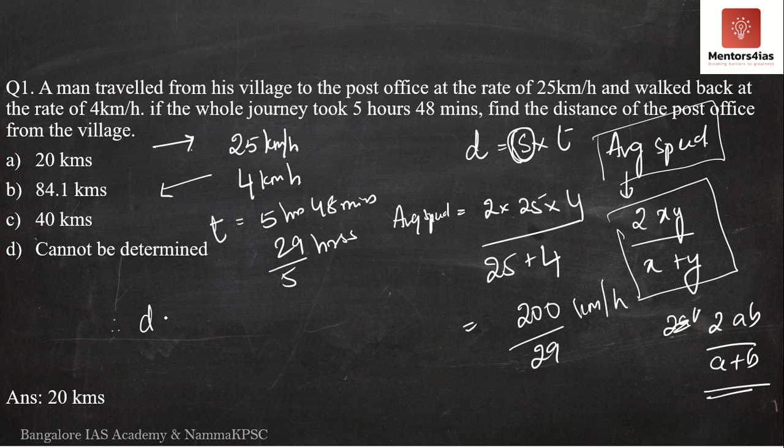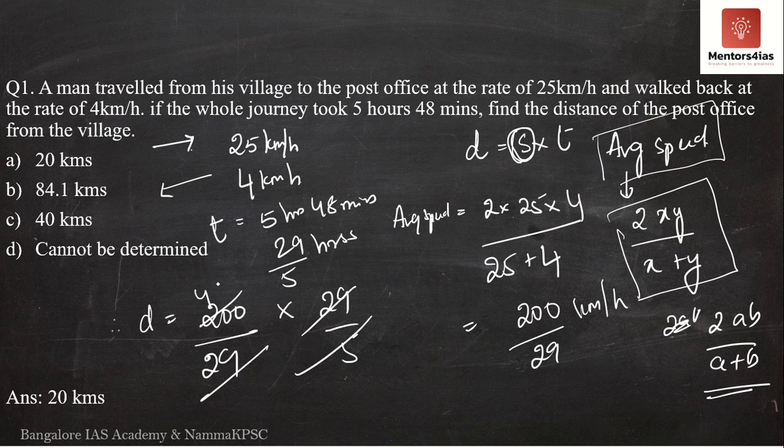Therefore, what is distance? Distance is speed into time. What is speed or average speed? 200 by 29 into time. What is time? 29 by 5. 29, 29 cancels. 5 4s are 20, 0. You get 40 kilometers. Now, here's a catch. If you're solving this problem by using average speed, you will get distance as 40 kilometers. Straight away, you're going to go and mark it as 40 kilometers. That is option C. But what is the correct answer? Correct answer is 20 kilometers, not 40 kilometers.